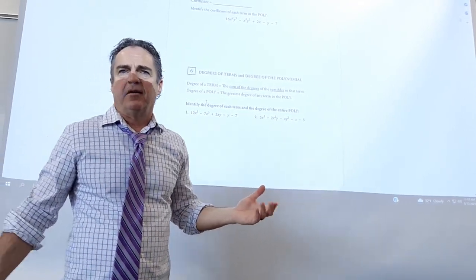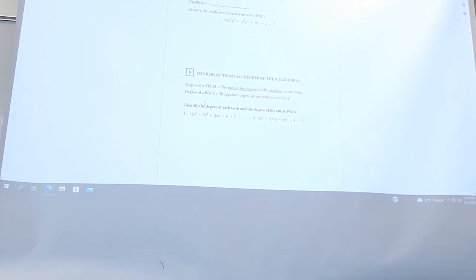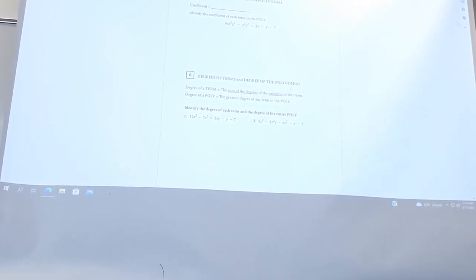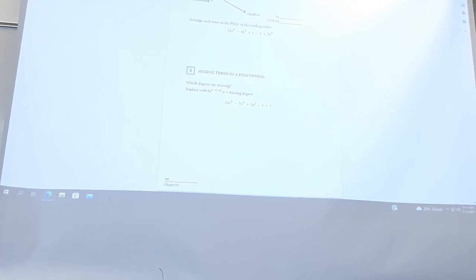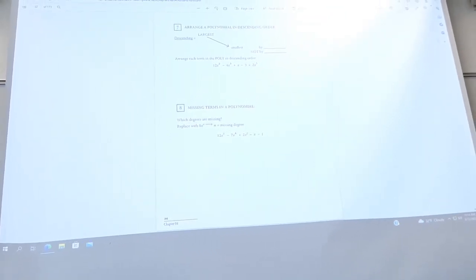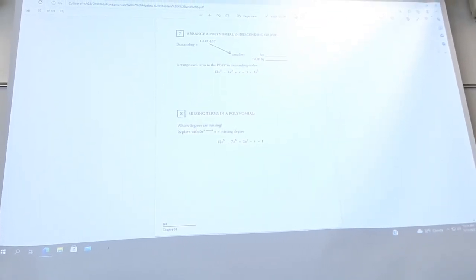Hard or easy? Jump to the next page. Let's go. You gotta fly. You got a little bit more to do, okay? These next two are pretty simple, but the last one's kind of a little weird, okay?